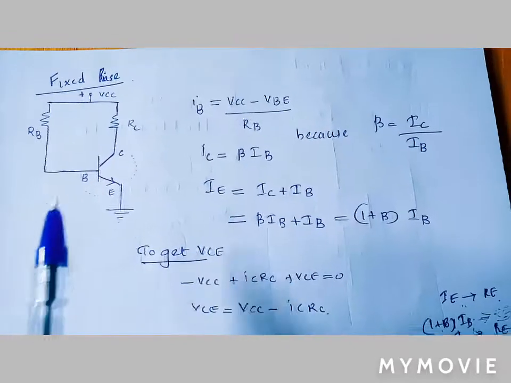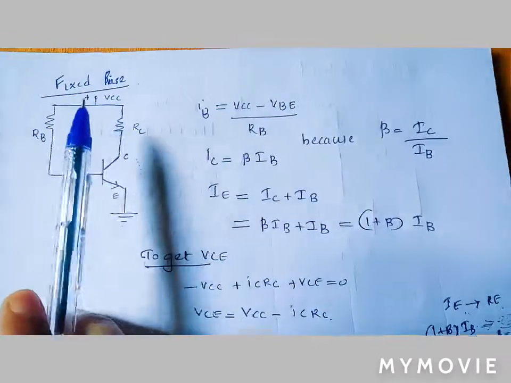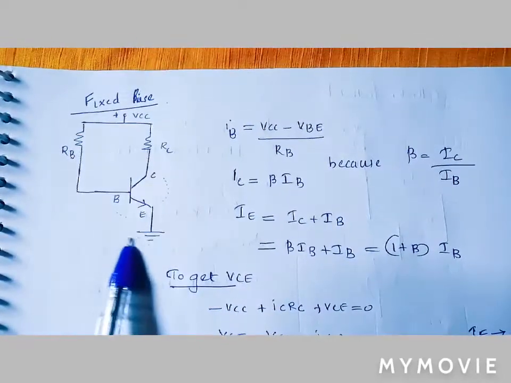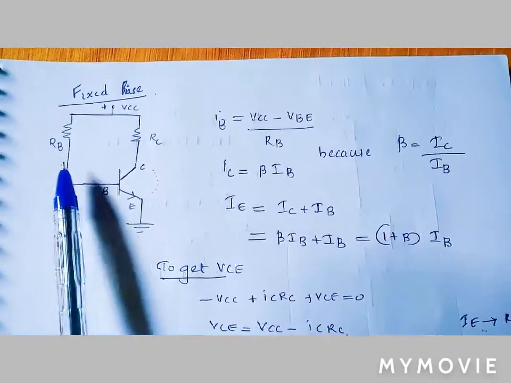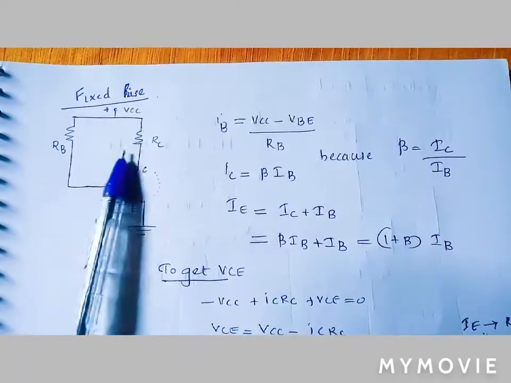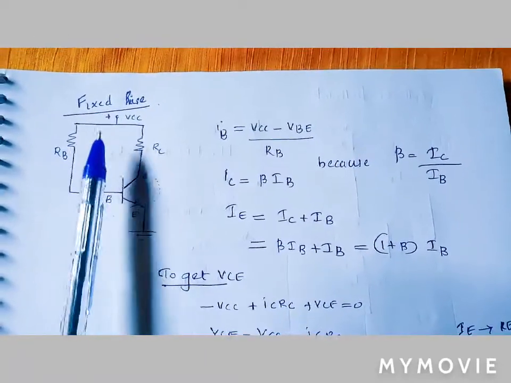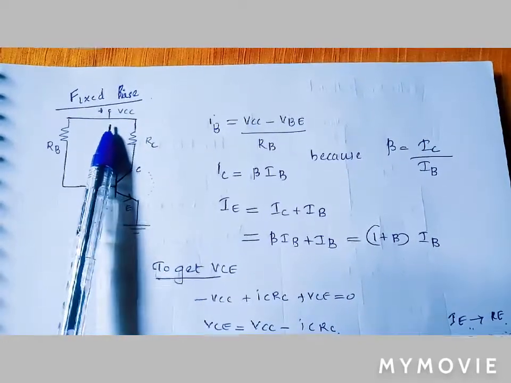So first we are going to study the type fixed bias, in which we are considering the configuration like this. There is a base resistor and collector resistor, and there is a transistor, and there is a voltage supply VCC.